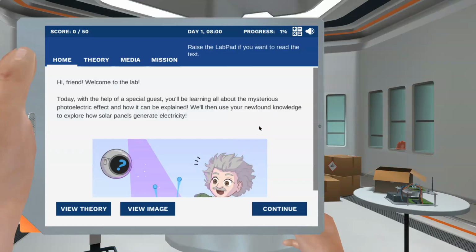Today, with the help of a special guest, you'll be learning all about the mysterious photoelectric effect and how it can be explained. We'll then use your newfound knowledge to explore how solar panels generate electricity.